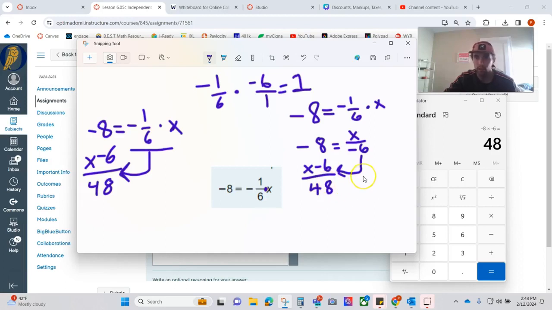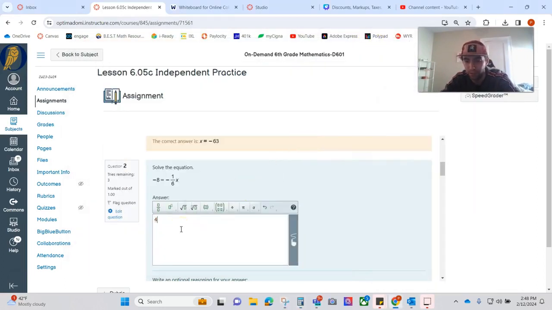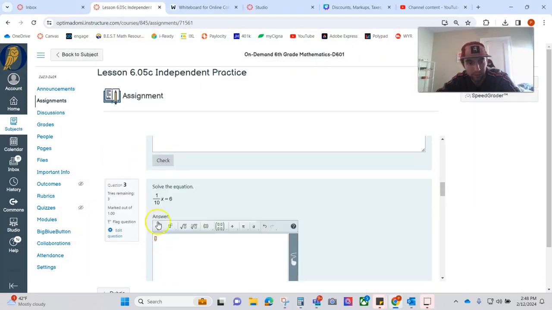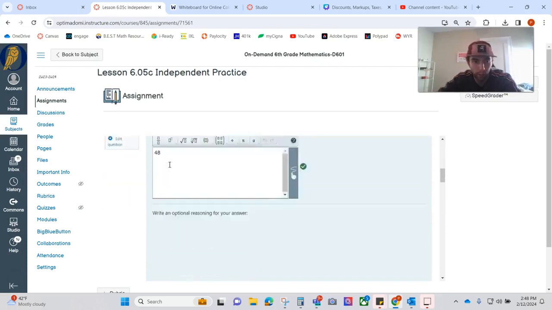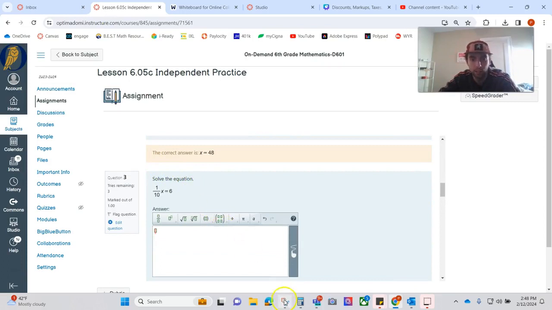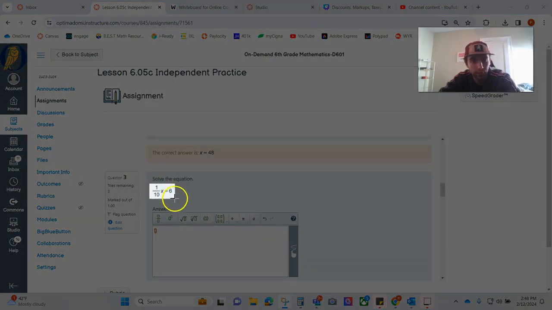So 48. Rewind that back if you need that explanation again. Maybe watch it in times 2 speed. Looks like we got another opportunity to practice with the fractions.